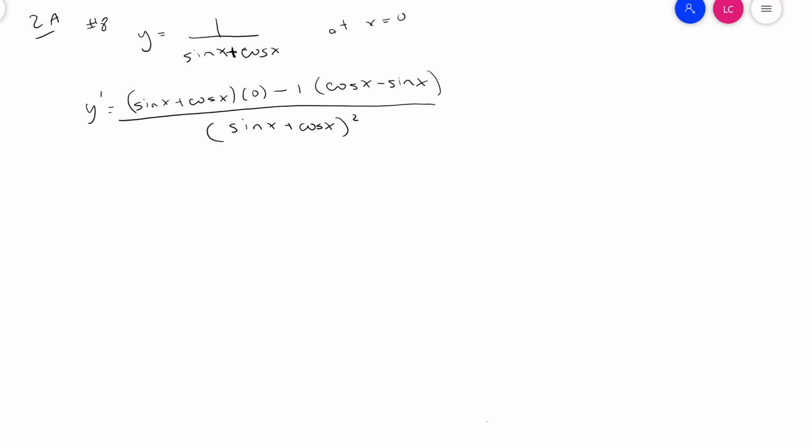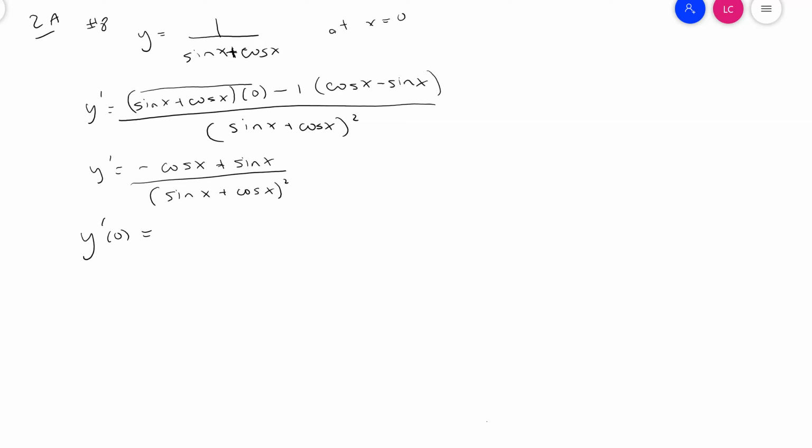Okay, so this is all gone. So let's just simplify it. I'm going to multiply the negative through, so I get negative cosine of x plus sine of x. And I think I've said it quite a few times in the lectures, never multiply the denominator out. Okay, so now you want to say I'm going to plug in 0.